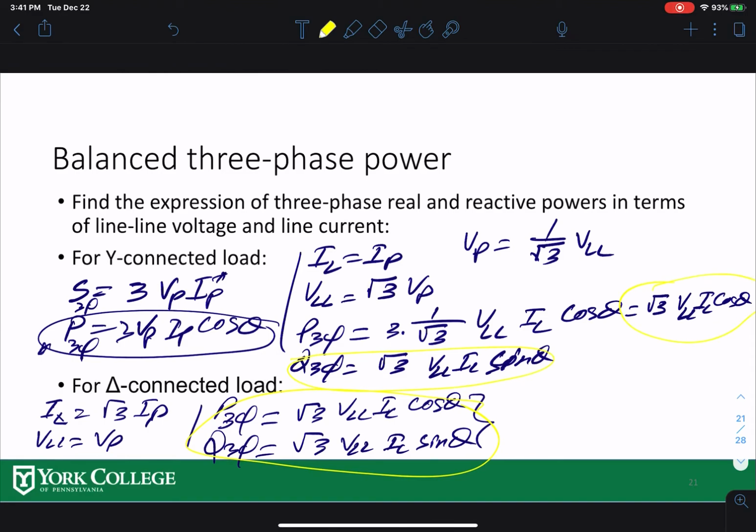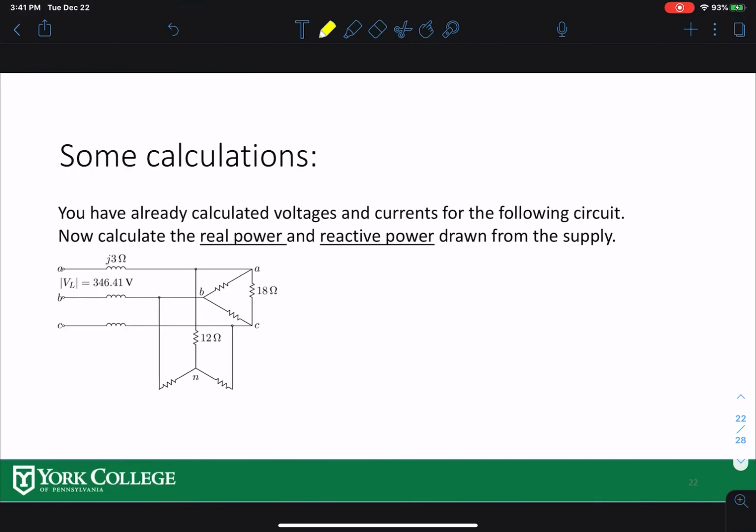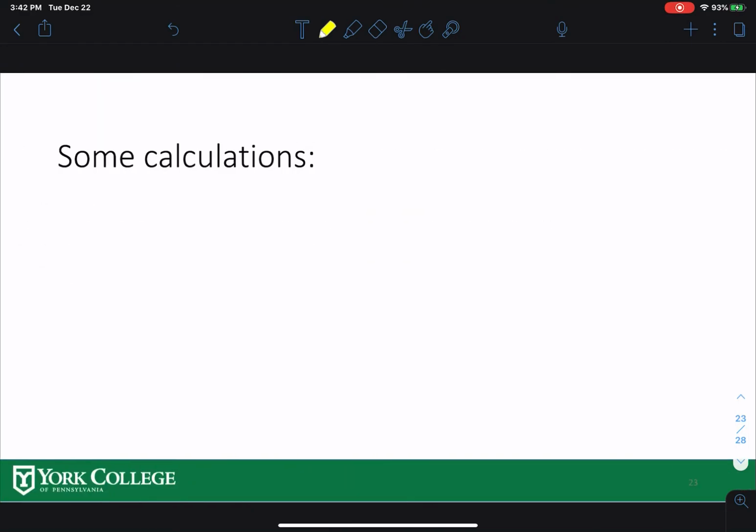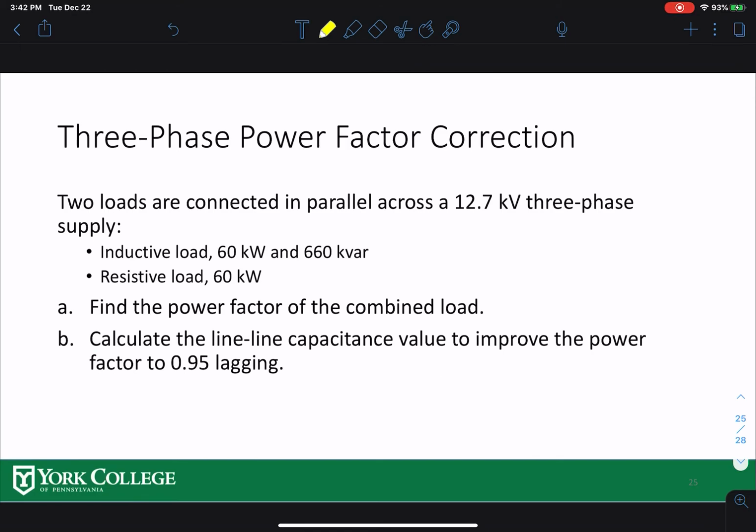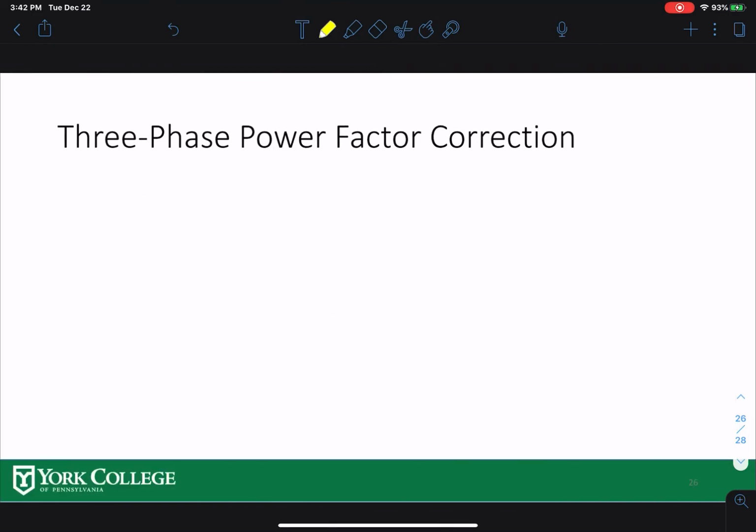So this is the most commonly used power equation. If you know the line-to-line voltage and line current, that's enough. And one thing is that in a three-phase system, your problems always give you line-to-line voltage and always give you line current. They would never give you phase current and phase voltage. Whatever voltage is given is always line to line, and it's always line current. All right, so remember that. We'll finish this in the class.